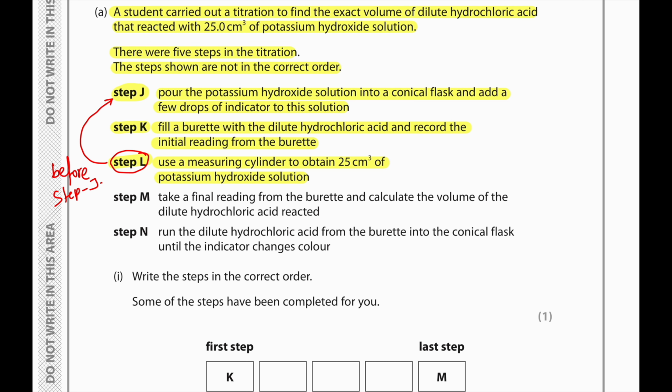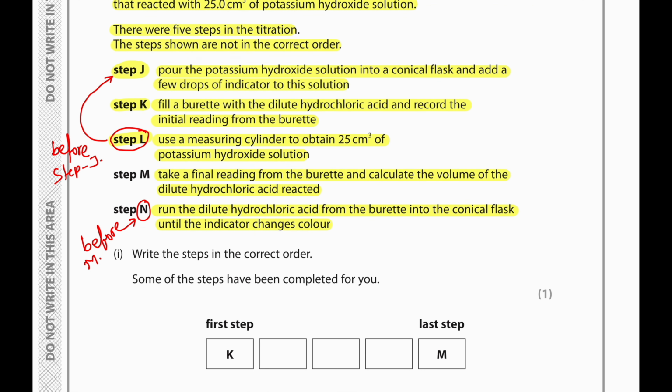Now, next point, take a final reading from the burette and calculate the volume of the dilute hydrochloric acid reacted. Run the hydrochloric acid from the burette into the conical flask until the indicator changes color. So as you can see, just by a simple reading, we can say step N is before step M. And also filling the burette should be before running it, so it will be before N.